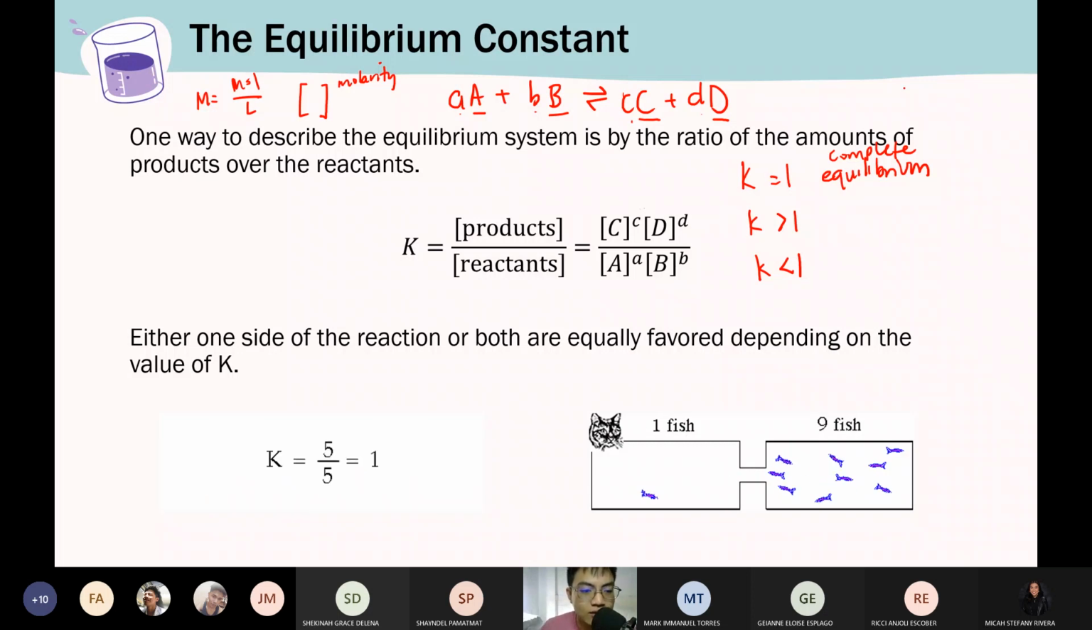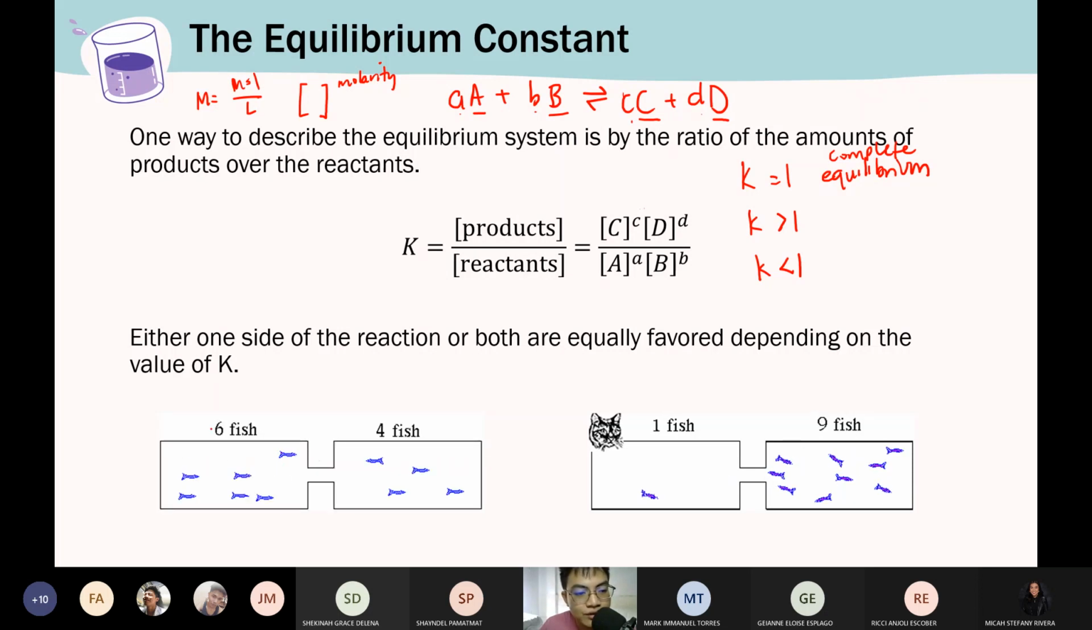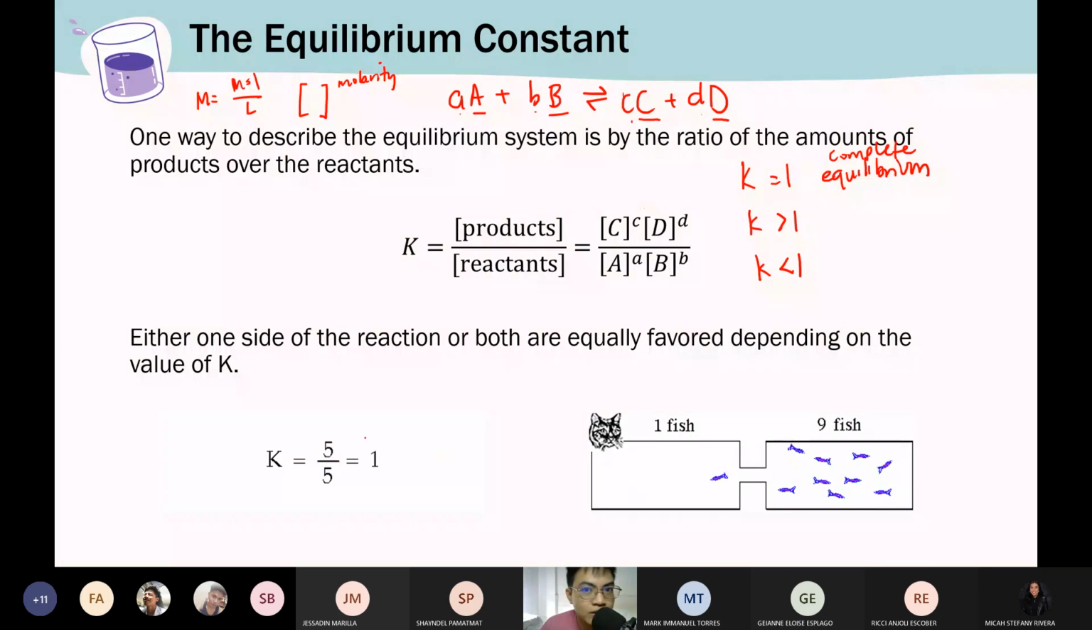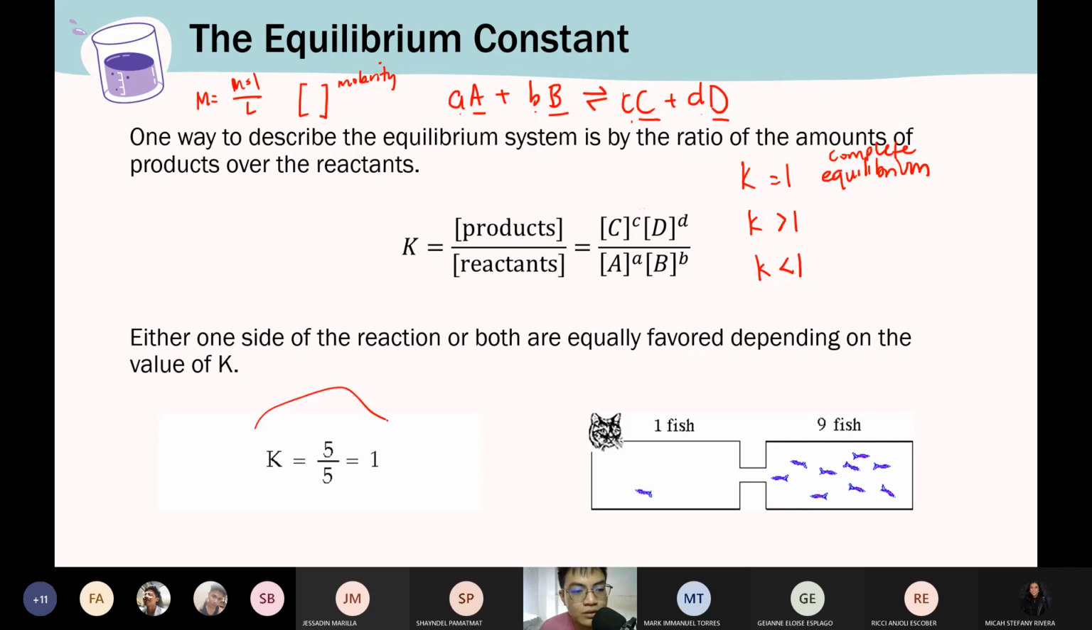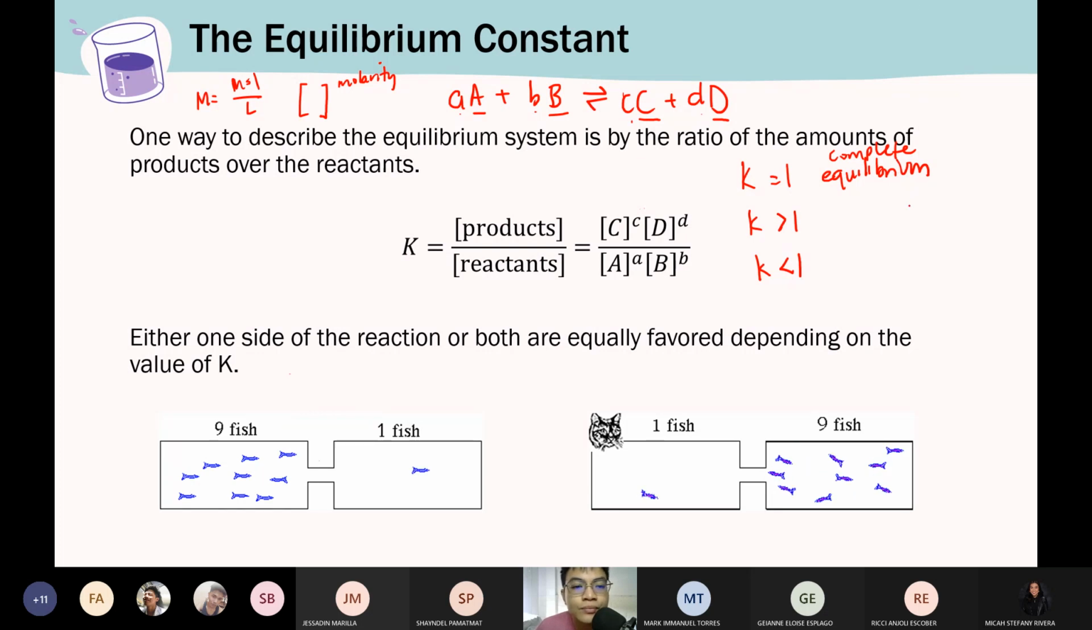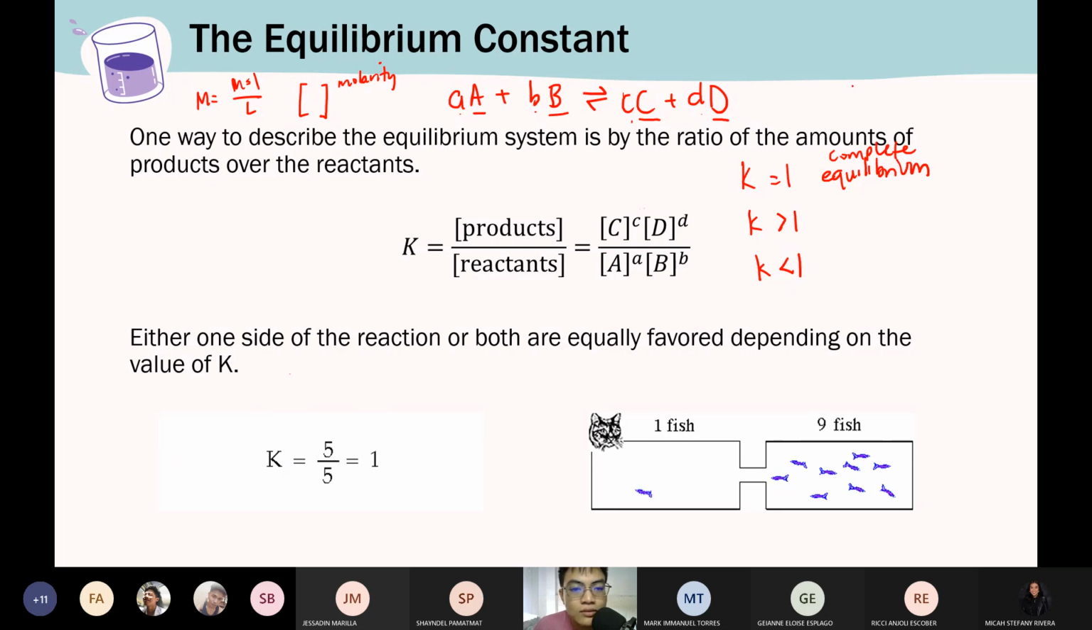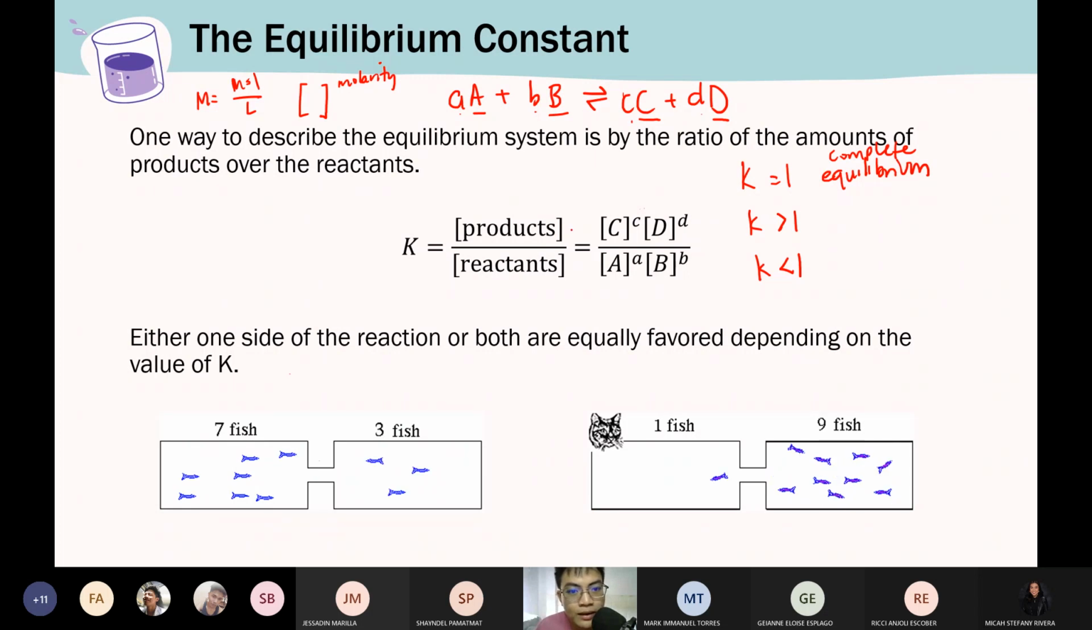Kumbaga, balanced lahat. No? So, look at the fish here. So, nung binuksan tong bridge na to, yung 5 fish sa left, 5 fish sa right, equal yung kanilang existence, no? Sa isang container. So, kapag may pumunta doon, may pupunta doon. So, kumbaga, completely in equilibrium sila. So, that's the K equals 1. K equals 1 happens when your products and reactant concentration are the same.